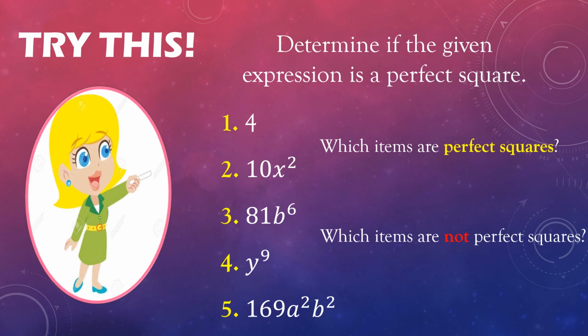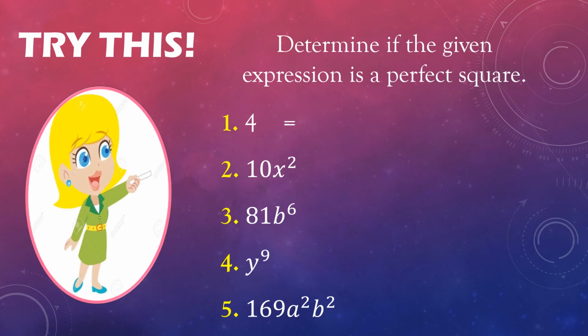Let's check your answers. For number 1, 4. What are its factors? That's right, 2 times 2, which can be written as 2 squared, an expression to the power of 2. Therefore, 4 is a perfect square.